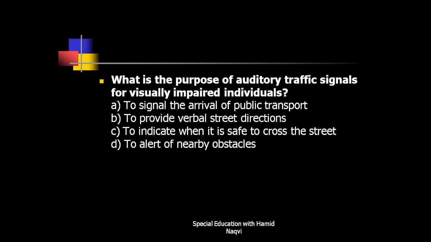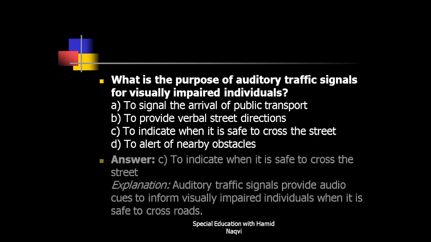What is the purpose of auditory traffic signals for visually impaired individuals? To signal the arrival of public transport, to provide verbal street directions, to indicate when it is safe to cross the street, to alert of nearby obstacles. The answer is to indicate when it is safe to cross the street. Explanation: auditory traffic signals provide auditory cues to inform visually impaired individuals when it is safe to cross roads.